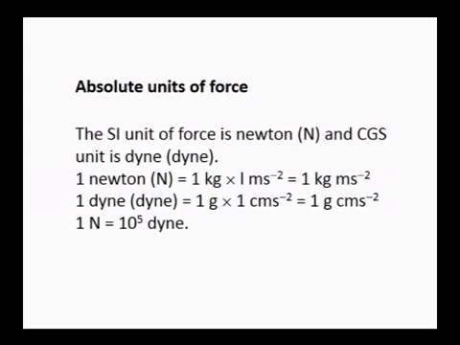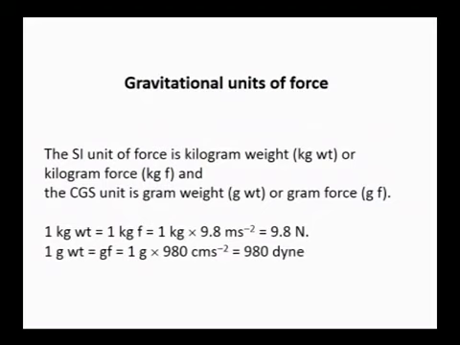For all our day-to-day purposes, the force that we experience is basically the gravitational force. The gravitational unit of force is kilogram weight, or kilogram force as it is also called. In CGS units, it is gram weight or gram force. 1 kg weight or 1 kg force is 1 kg into 9.8 meter per second square, which is 9.8 Newton. Then if I have to get 1 Newton force on a weighing machine, how much should the weighing machine show?